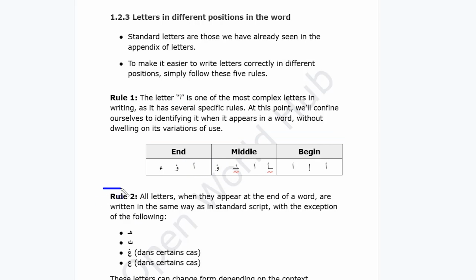Now let's pass to rule number 2. Rule number 2 is a rule that will make writing at the end of the word easy. Why? Because all the letters, or the majority of letters, at the end of the word are written the same way as the standard form. So the letters in the standard form are always written the same at the end of the word, with just some exceptions, which are ha, ta, ra, a. So rule number 2 says that the majority of letters are written the same way as the standard script, except those letters in some cases.